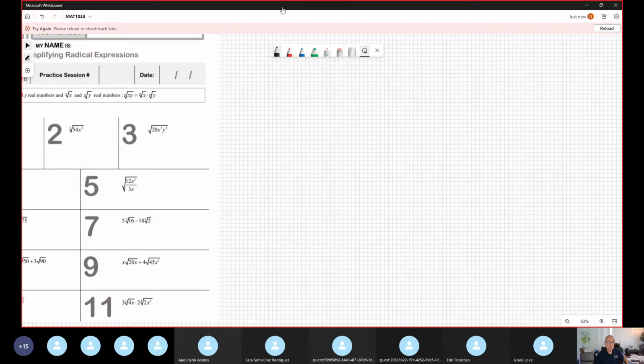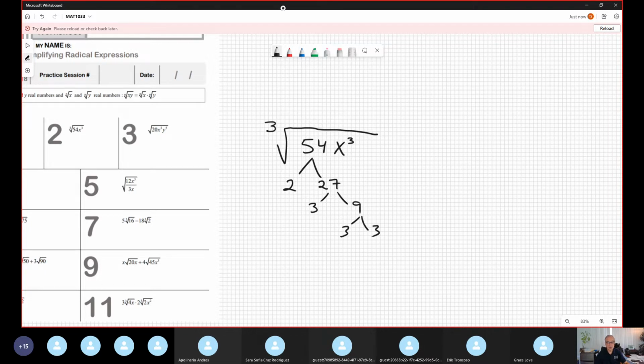Number two is the cubic root of 54 x to the cubic power. This is easy. You take 54 and break it down by prime factorization. 54 is an even number, so you divide it by 2. It's 27. And 27 is divisible by 3, you get 9. And 9 is divisible by 3, you get 3. And this is the prime factorization of 54: 2, 3, 3, 3.